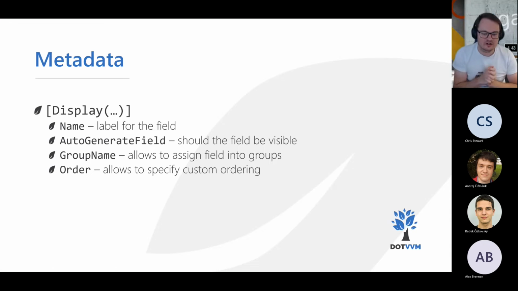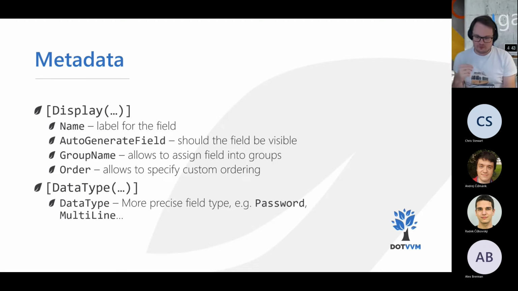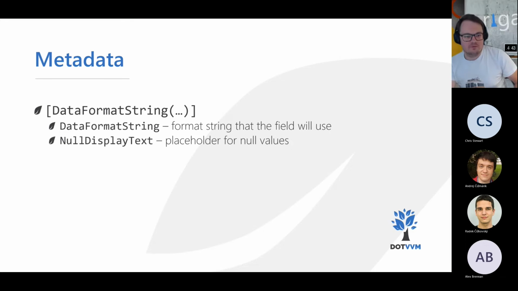If you don't say the order, by default, the order will be the same as you have declared the properties in your C# class. So it's pretty natural. But if you want to have a different ordering, you can override that basically. There is a data type which is useful for password fields or for some long descriptions where you want the user to have multiple lines to edit. Then we have data format string. So if I will be showing the date times in a grid view, I can say, okay, I'm only interested in date information, so I can specify my own data format string.